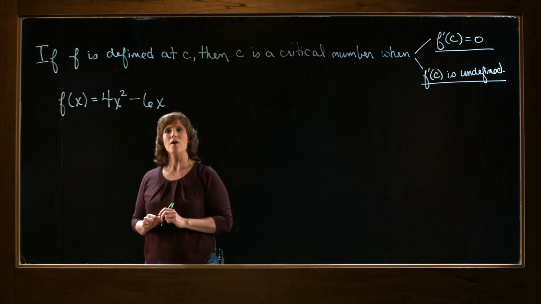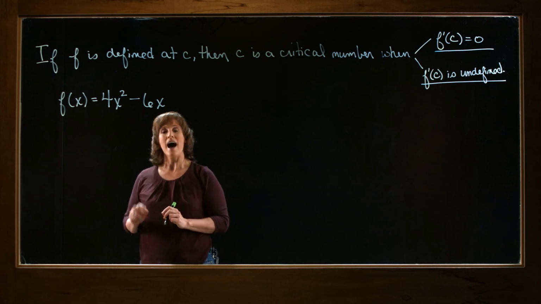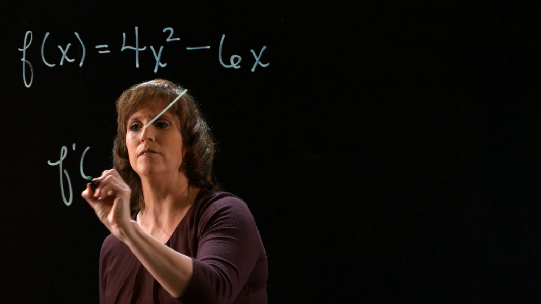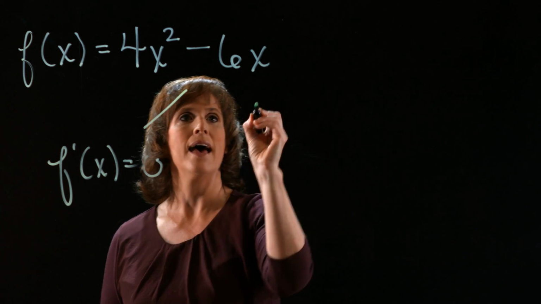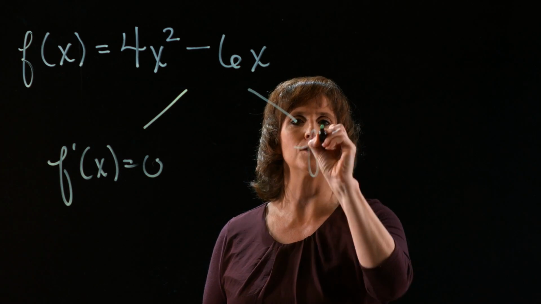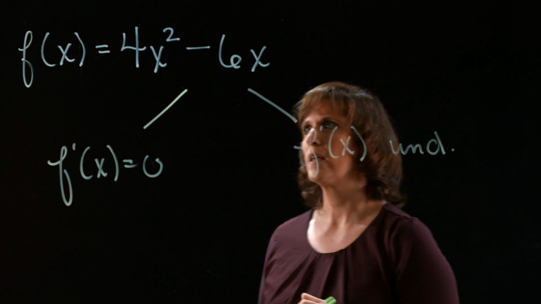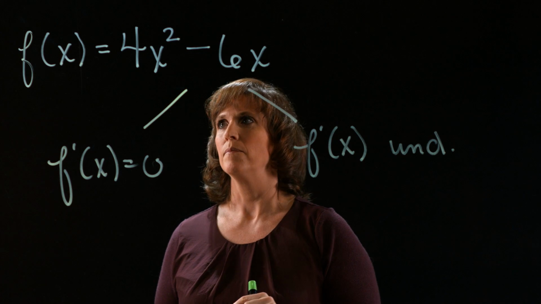f of x equals 4x squared minus 6x. I have two questions to ask myself. First of all, when is the derivative equal to 0? And secondly, when is the derivative undefined? Let's take it one step at a time.